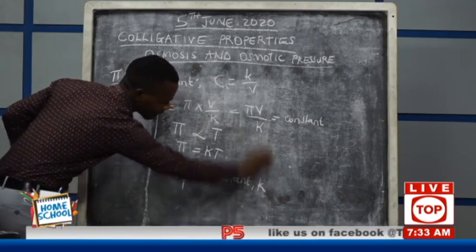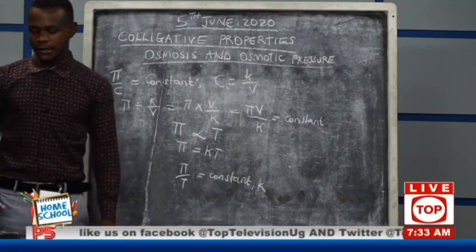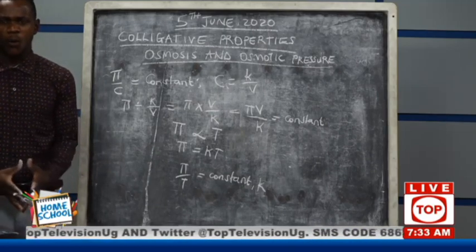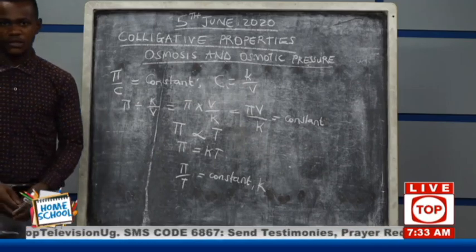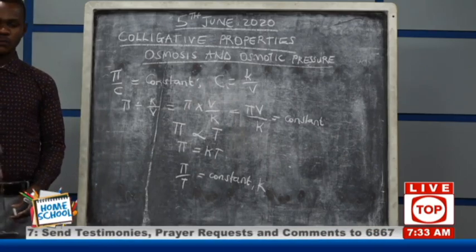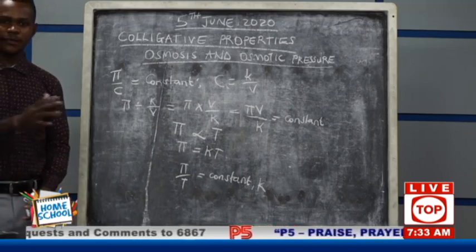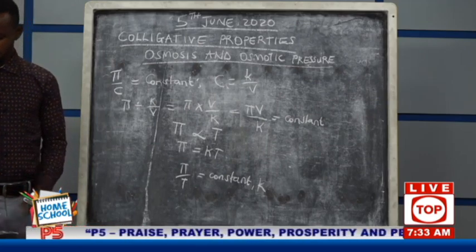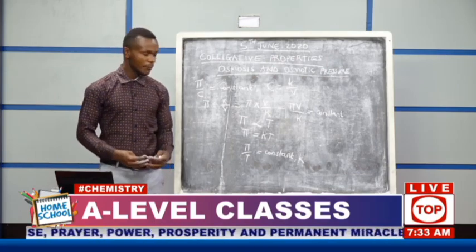Is a constant. Okay, so we shall use this one also in one way or the other. So when we move to see how we can combine the two factors, how we can combine the laws, to get one expression for osmotic pressure, for determination of the relative molecular mass of the solute. All right?